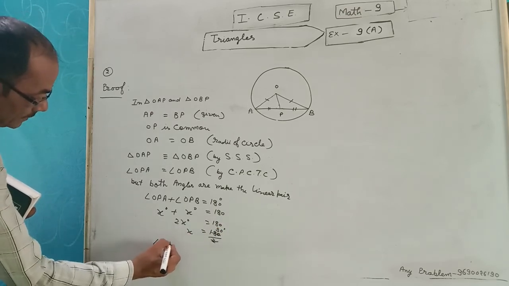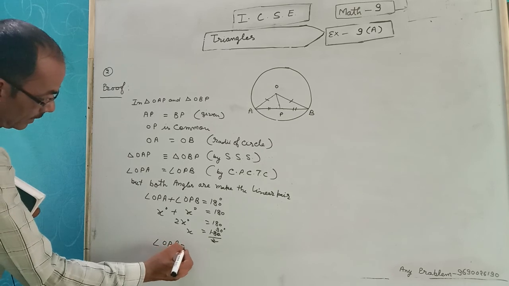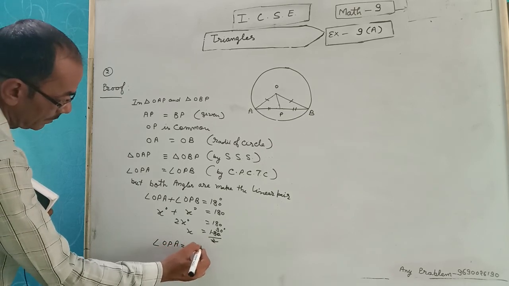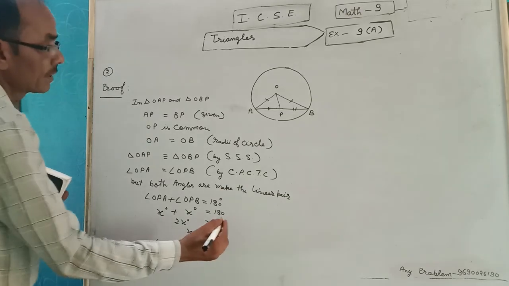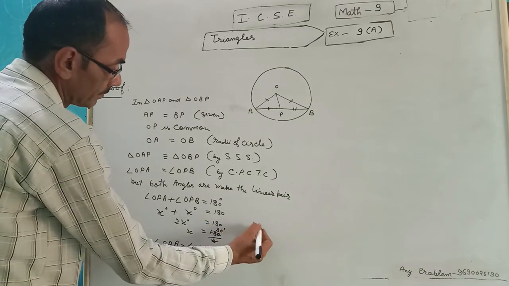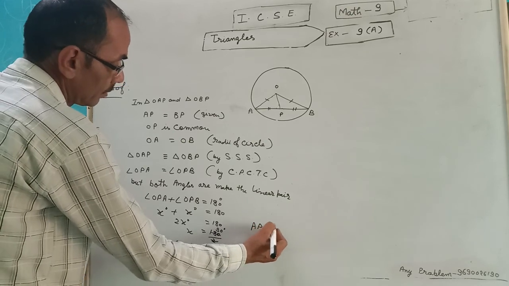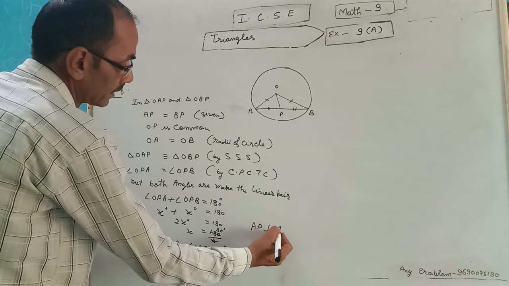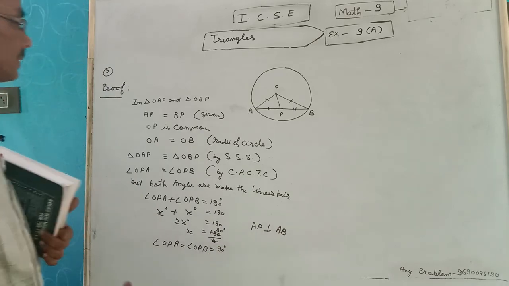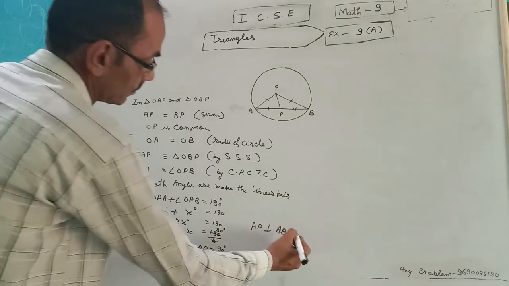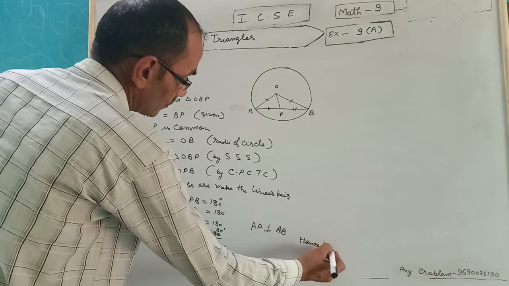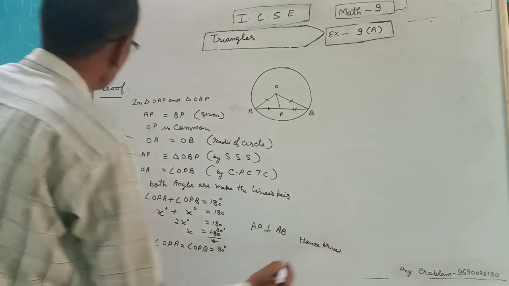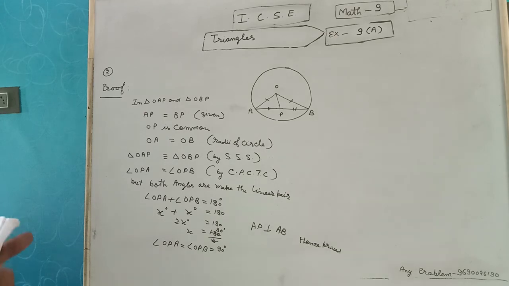Angle OPA equal OPB equal 90. You can write the OP perpendicular on AB. Hence proved. Question second is complete. Thank you.